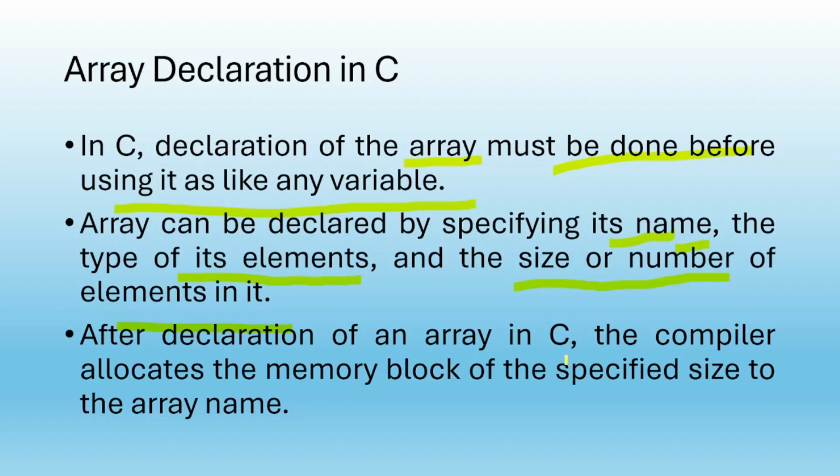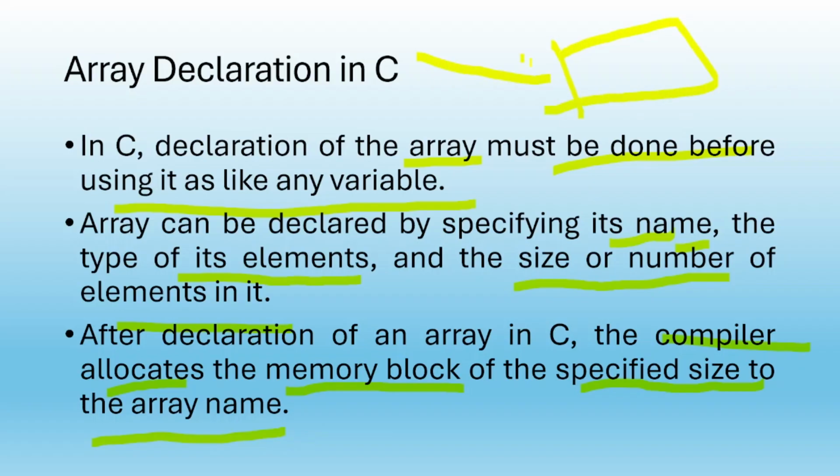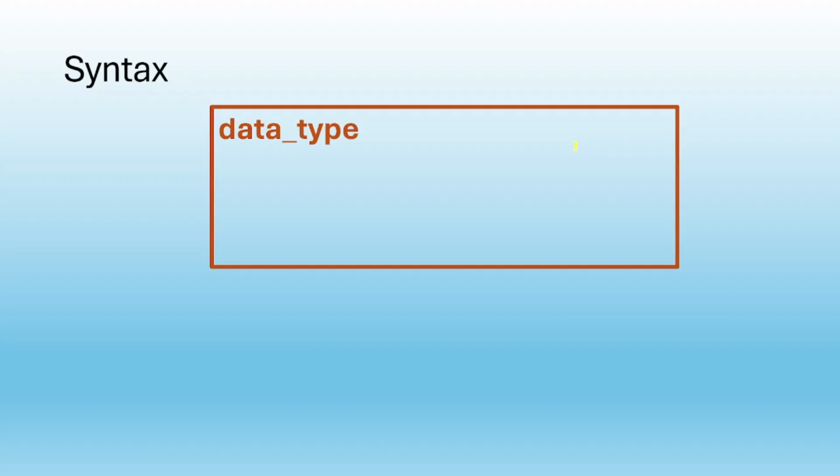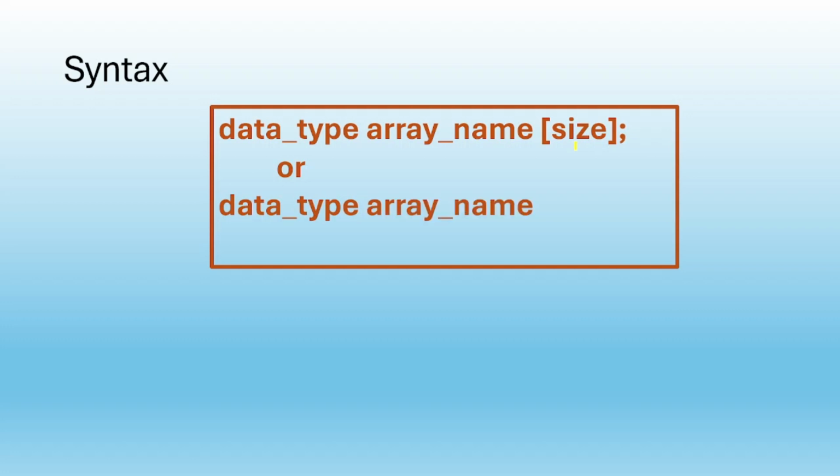After declaration of an array in C, what does the compiler do? The compiler allocates a memory block of specified size to the array name. So the array name will be given to a memory block, and that memory block will have a size equal to the number of elements we are storing in that array. Let's see the syntax. First we write the data type, then the array name, and in square brackets we specify the size. Or, data type, array name, and in square brackets size 1, size 2, size n.